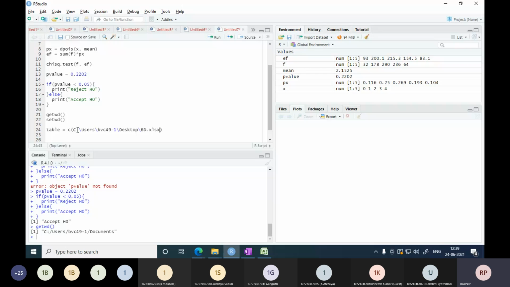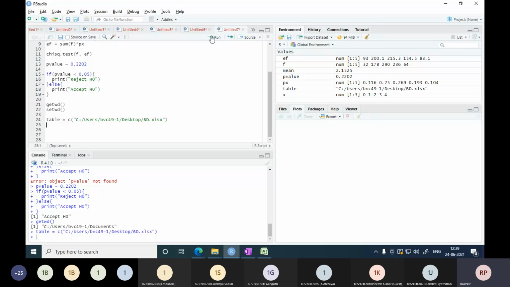Okay, and whenever you are taking the path, you need to change the backslash to the forward slash. Sorry, backslash to forward slash. Open the quotations. We'll see, will it work? Yes. Now the binomial distribution data is stored into the table.